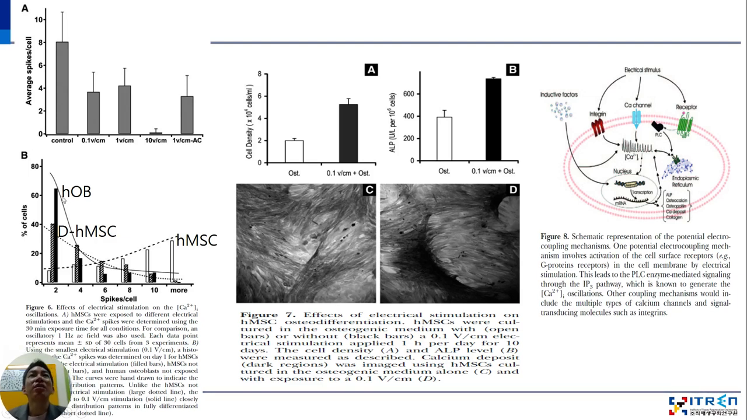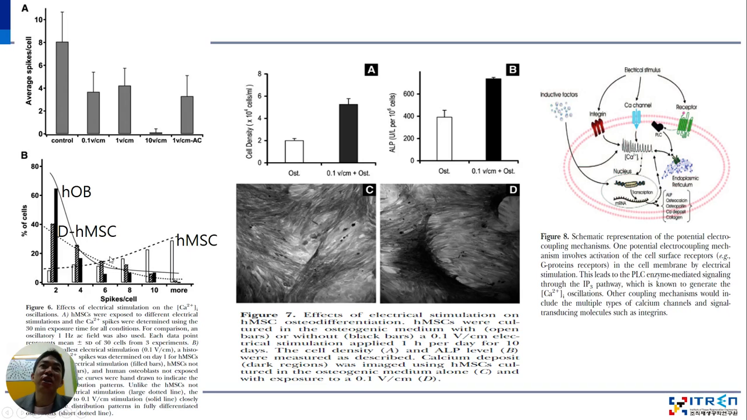And then this figure B is about the D human MSC differentiation under electricity. As in this human MSC graph, per cell, the cells with more spikes are around 30% for human MSC, but for human osteoblast, initially most of the cells have only two peaks, around 60%. But while the human MSC are cultured with the differentiation media and the electricity, you can see this tendency comes to be opposite, very similar to the human osteoblast.